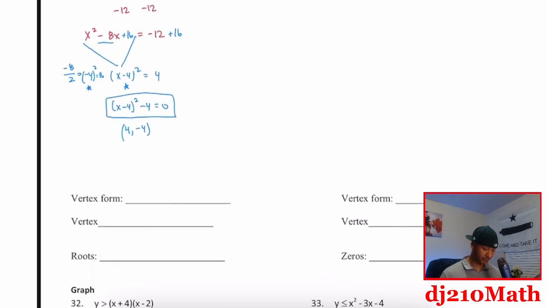Oh my goodness, there were blanks. Okay, so vertex form is negative (x minus 4) squared minus 4. That's the vertex form. The vertex we said was (4, negative 4).